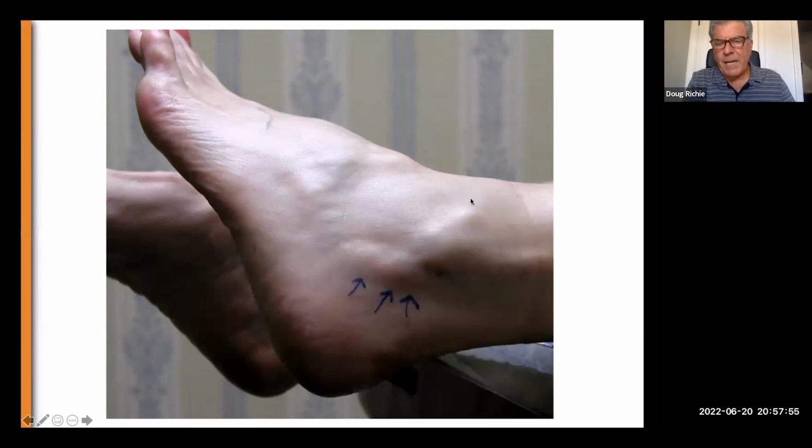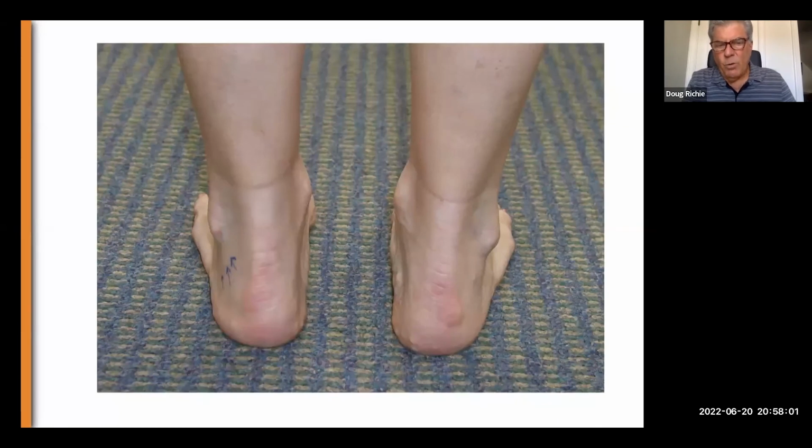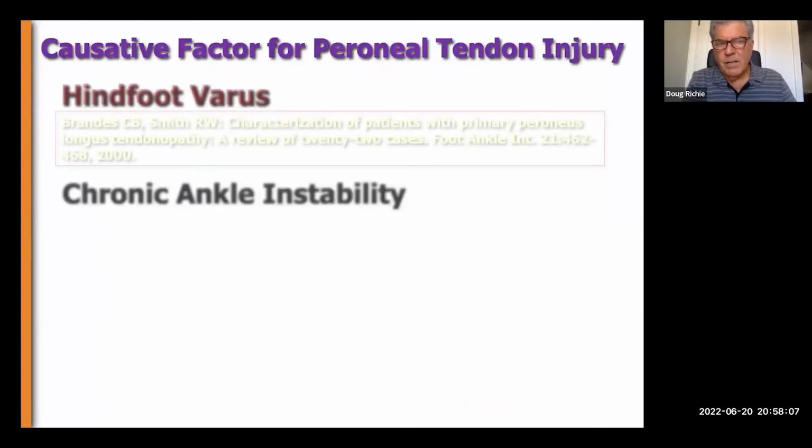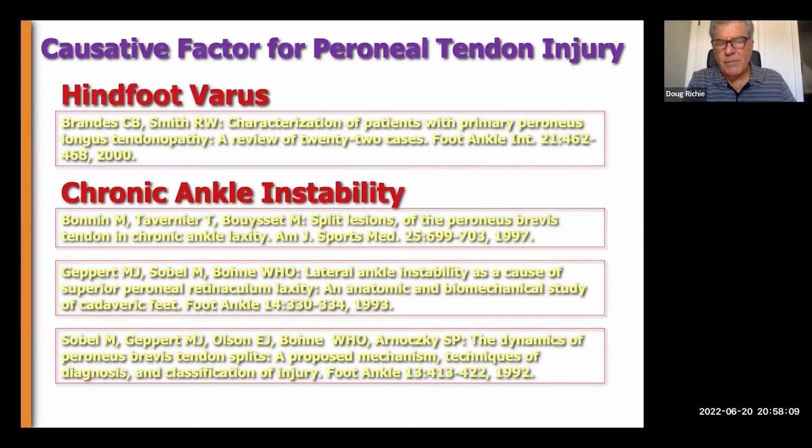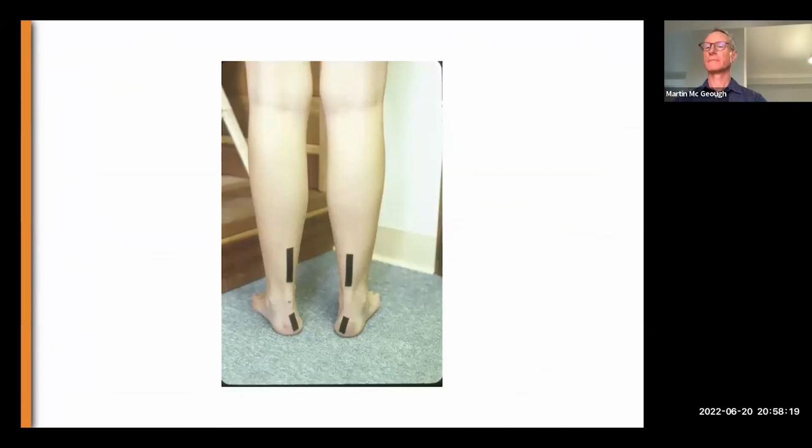Patients present with pain and swelling, usually just distal to the tip of the lateral malleolus. We will often see this accompanied by some varus deformity of the rear foot. And in fact, studies have shown that patients who get peroneal pathology tend to have varus of the hindfoot, or they have chronic ankle instability from a previous grade 2 or grade 3 ankle sprain.